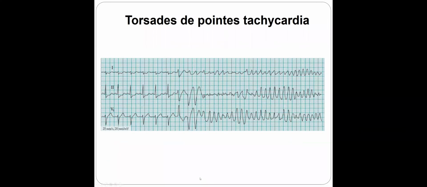So this is how, for example, torsades de pointes tachycardia looks. It looks like every time the main depolarization axis of the ventricle is changing.